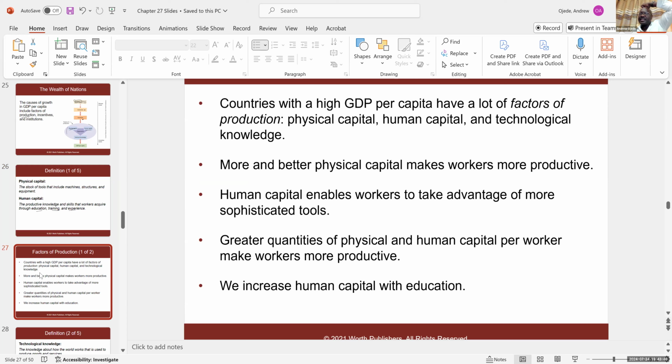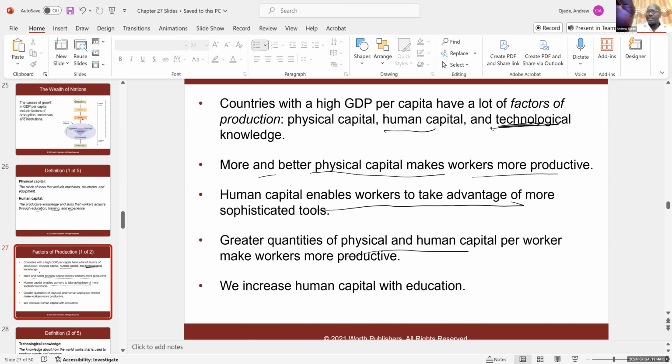When you see countries like the United States, China, Western European countries, they have large stocks of physical capital. They also have many people who have attained higher levels of schooling, who have accumulated skills. And they are also countries with very high technological knowledge, the technical know-how to do things. Most of the innovations or inventions happen in the Western world. You know that. And that technological advancement or technological knowledge is critical for economic growth and for a country to be prosperous. And then you also need more and better physical capital that make workers more productive. Human capital enables workers to take advantage of more sophisticated tools.